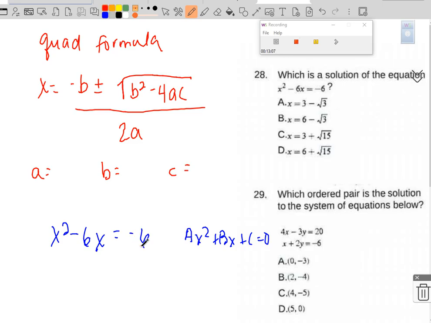The negative 6 here on the right, the constant, right? So I'm going to add 6 to both sides. Now when I do, I can determine that my a is actually a 1 here. So remember, a is the coefficient on the x squared term. My b is negative 6, and my c is positive 6.